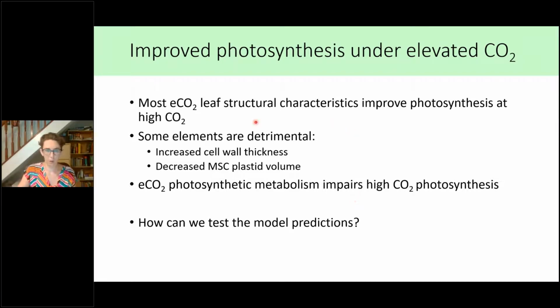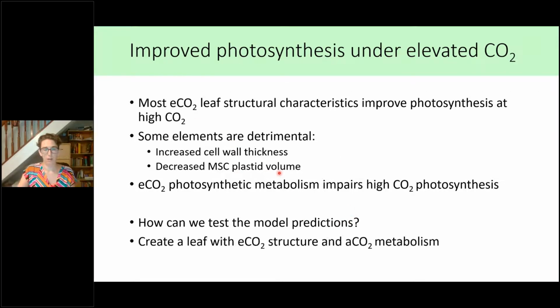So models are models. It doesn't mean anything if you can't test it. How can we test these model predictions? These are just predictions coming out of our model. So we really need a leaf with elevated CO2 structure and ambient CO2 metabolism. And our hypothesis then would be that it is better able to photosynthesize at high CO2 because it's got all of the positives and none of the negatives.